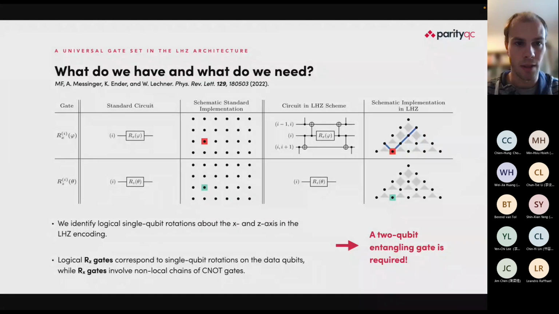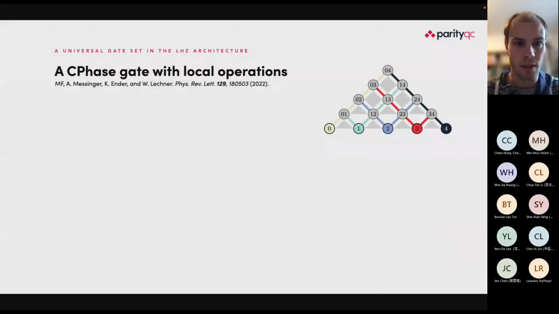Right. And what it turned out is that in this LHZ mapping, we can implement two-body operations using single-qubit operations only. And this is possible because we have single qubits that already encode the interaction between two logical qubits.